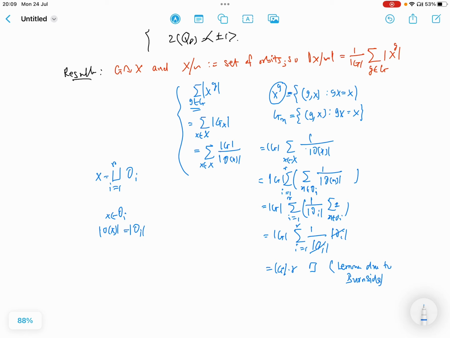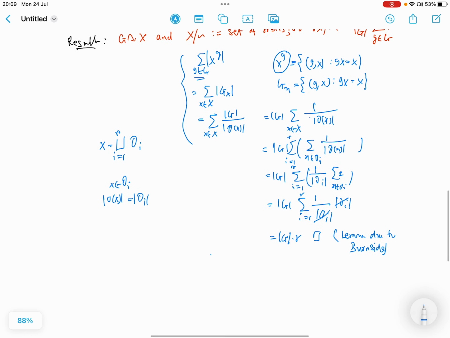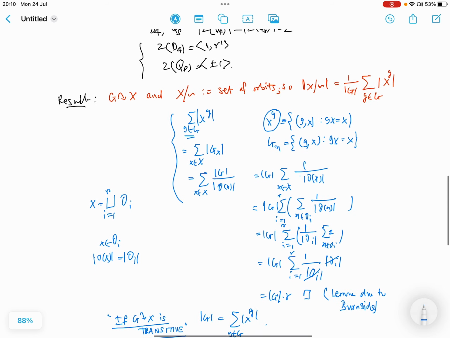And in case there is only one orbit, if the action is transitive, or equivalently irreducible, then what you get is the order of G is just this, if G acting on X is transitive. So this is the result I want to say. So that is the Burnside lemma.